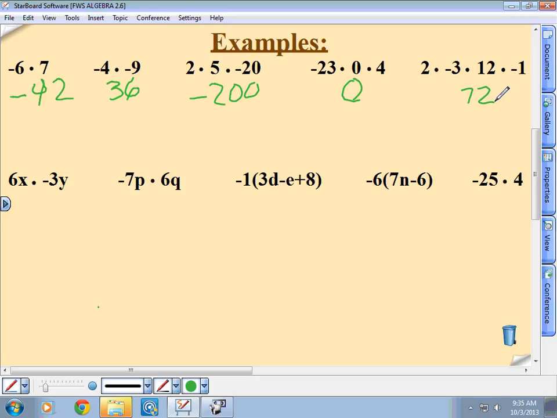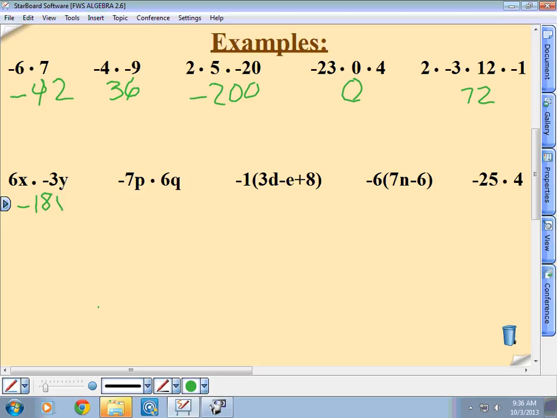Tim, 6x times negative 3y. You got 6x times negative 3y. Is that the answer? No, that's the question. I understand what you're saying. I couldn't add 6x and negative 3y. If that was a plus sign instead of a multiplication, that's all you can do. You can't add your x's and y's. You can multiply them because you're doing groups of them. Okay, that's what I went over at the end of the class before that. So negative 18.